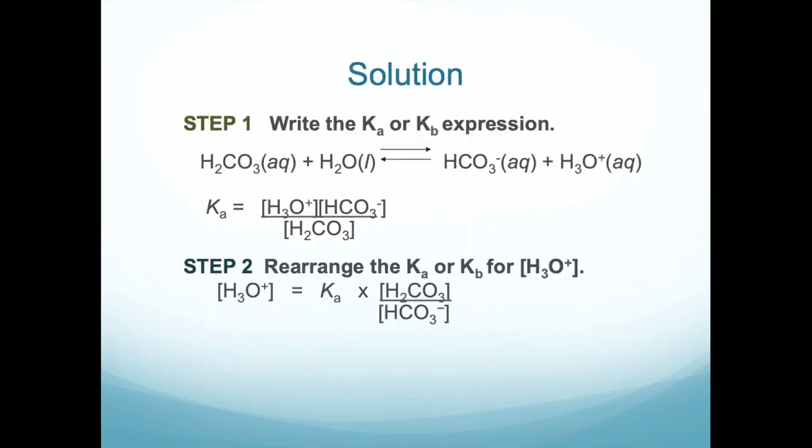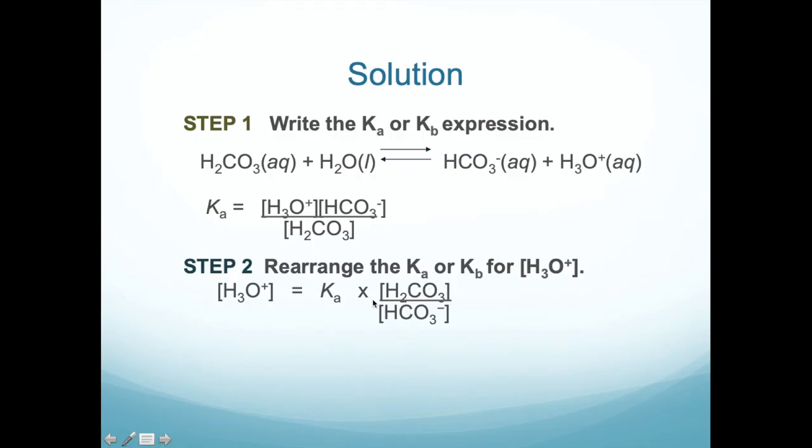Okay, just so you know, if you've joined us now having tried this out yourself, here's the equation. Carbonic acid reacts with water to make bicarbonate and hydronium. So when we write out our expression, Ka is equal to hydronium times bicarbonate divided by carbonic acid. We can rearrange this: if we multiply by our acid and divide by our base, our hydronium ion concentration is equal to Ka times carbonic acid divided by bicarbonate.